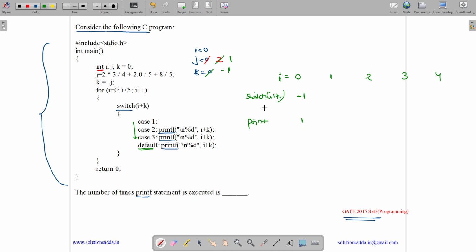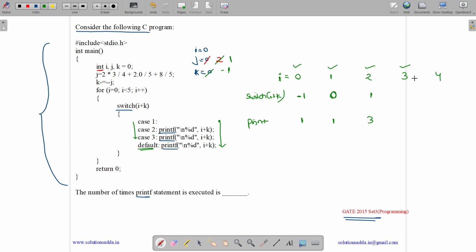Okay. Now in the next loop we have i equals 1. In i equals 1 we have switch 1 + k, with k as -1, so we have switch of 0. We do not have any case 0, so we do default. So print 1. Now we have i equals 2 and k equals -1. So 2 - 1 is 1. We have switch of 1. If there is no break, we will do all the execution till we get a break or go to the end of the switch. There is no break, so we will do print, print, print. So we have 3 prints.